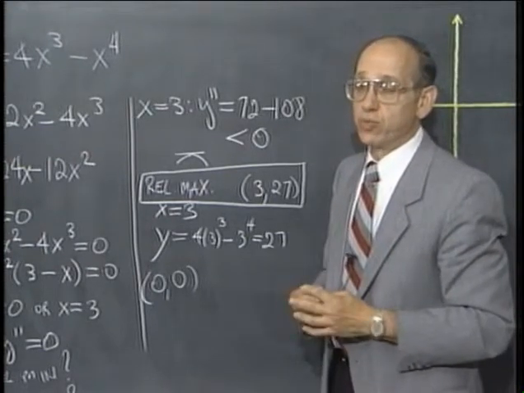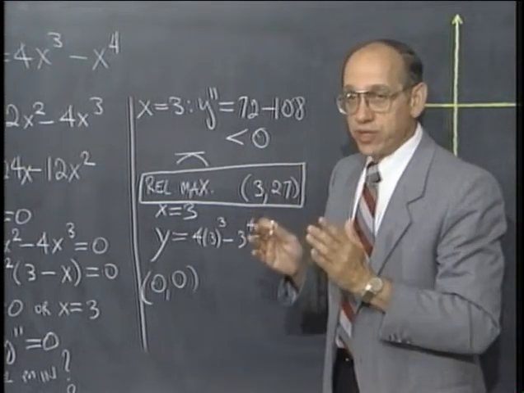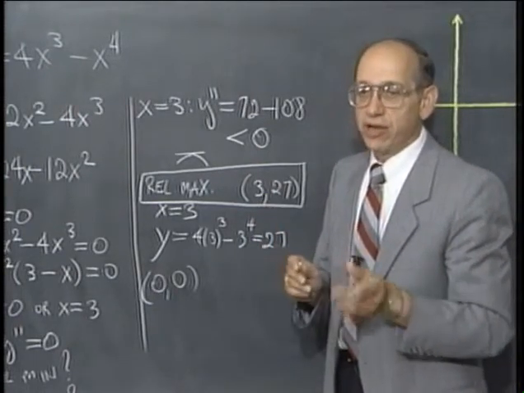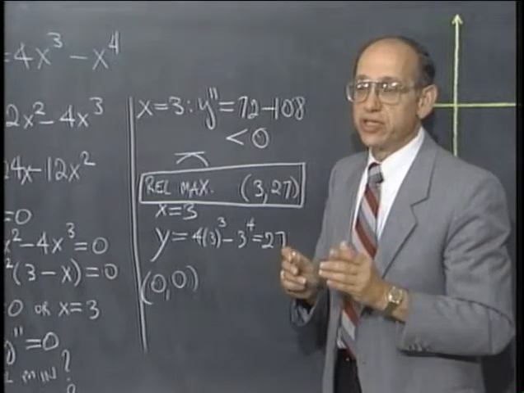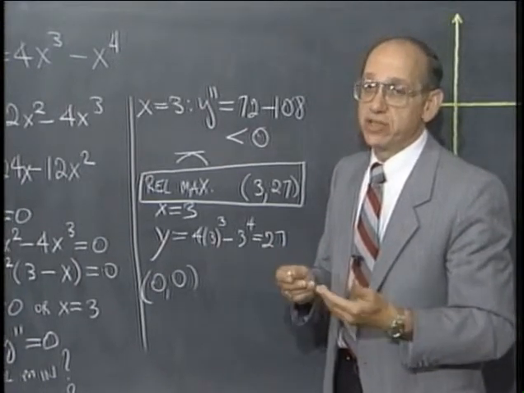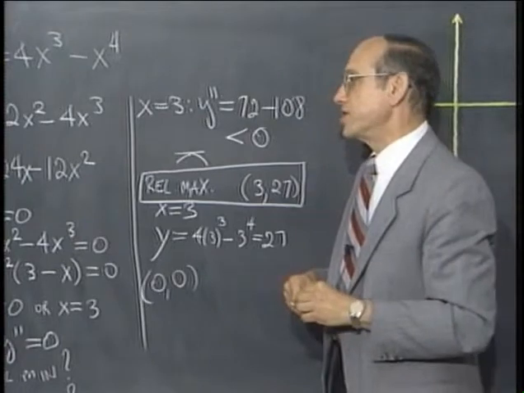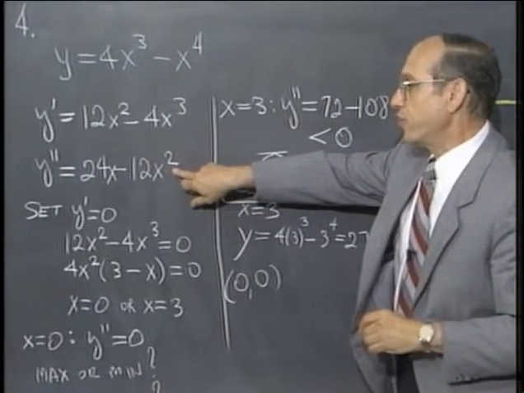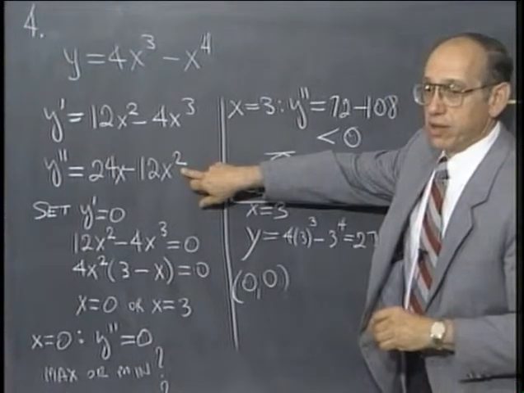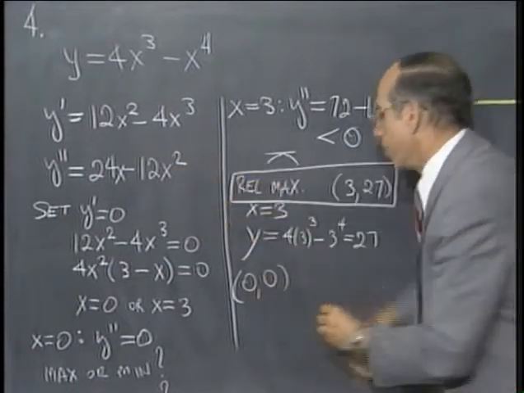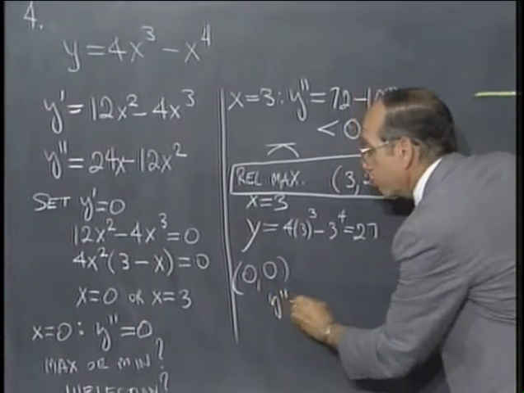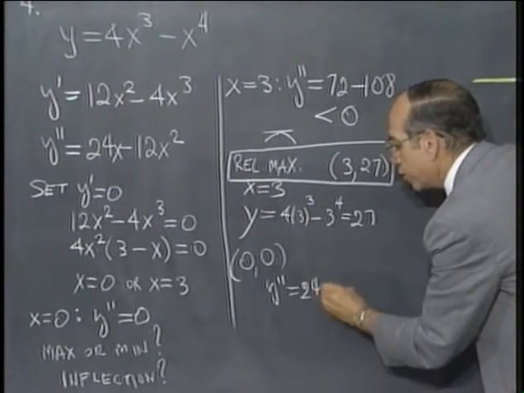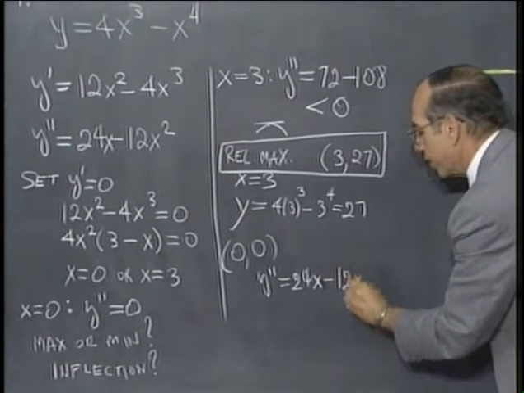We're going to hold that while we look for any other possible points of inflection. Because why? When we want to look for points of inflection, we look for places where the second derivative is 0, and then we have to check on both sides of those points to see whether or not the concavity has changed. Let's take a look at that second derivative now. Second derivative, y double prime equals 24x minus 12x squared.